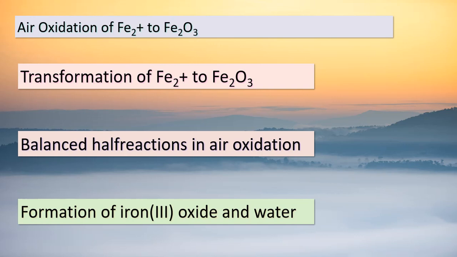On one hand, Fe2+ ions lose electrons in the anode reaction, becoming Fe3+ ions. On the other hand, oxygen molecules from the air gain those electrons in the cathode reaction, forming water molecules. Together, these reactions create a complex interplay of electron transfers and chemical transformations. Now, let's explore the interaction between tin and iron.